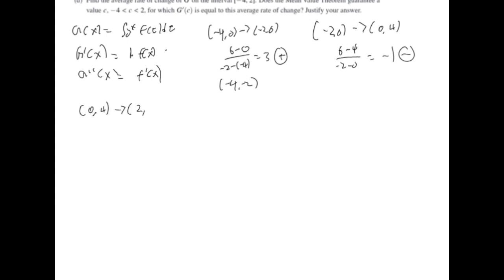So the first points are (-4, 0) to (-2, 6), and when we plug it in, we get 3, which is positive, and therefore g double prime of x is positive at this interval. So this works. And we end up just repeating this about 4 times. So from (-2, 6) to (0, 4): 6 minus 4 over -2 minus 0 equals -1. Because this is negative, this means g is concave down at that point. So it's not included. And now we just keep moving on.